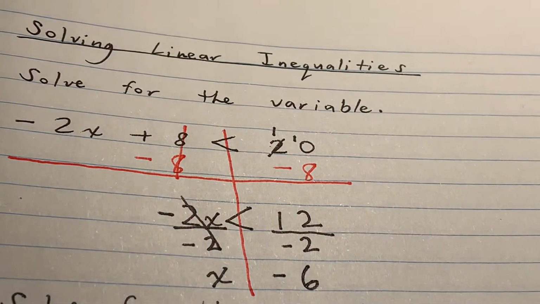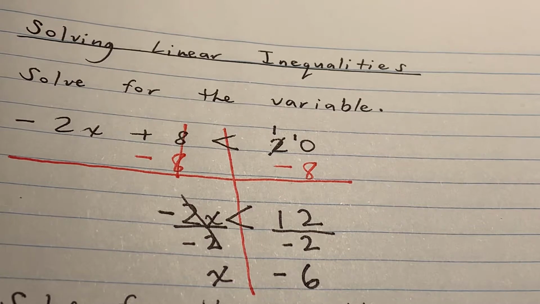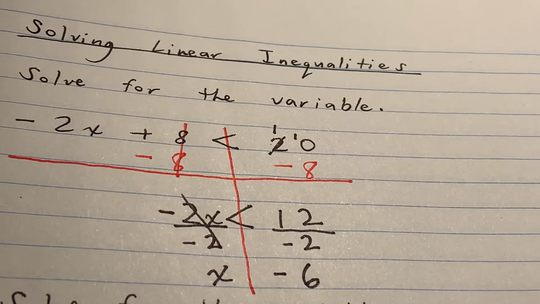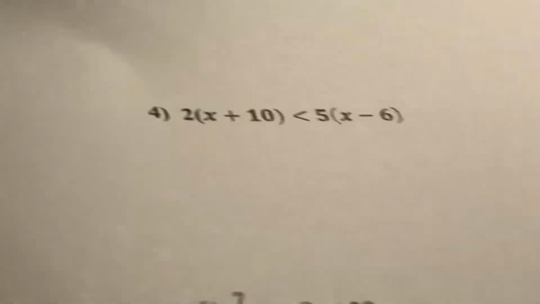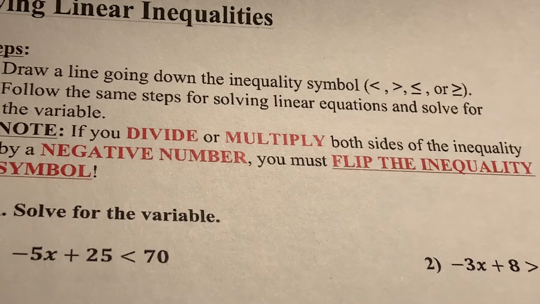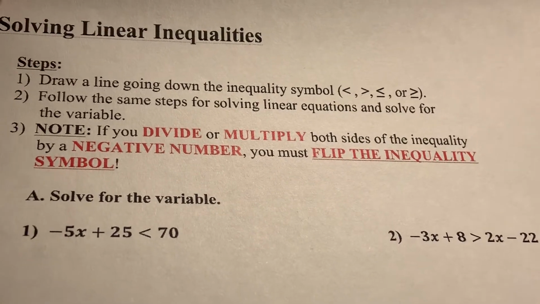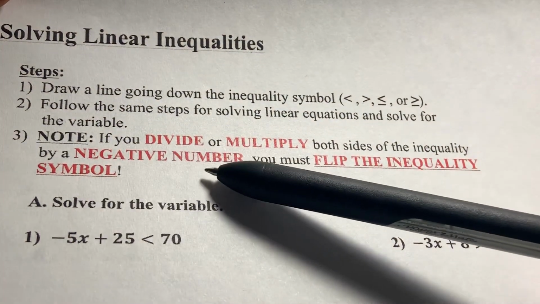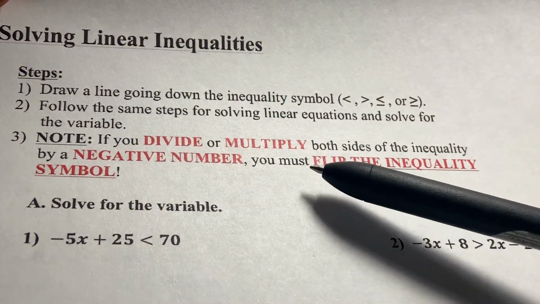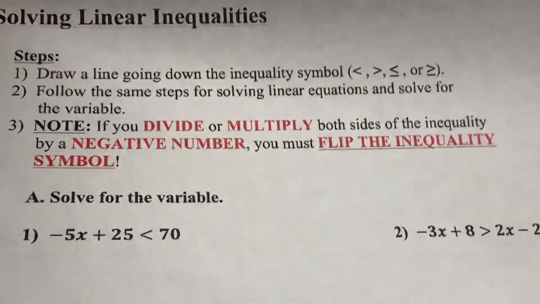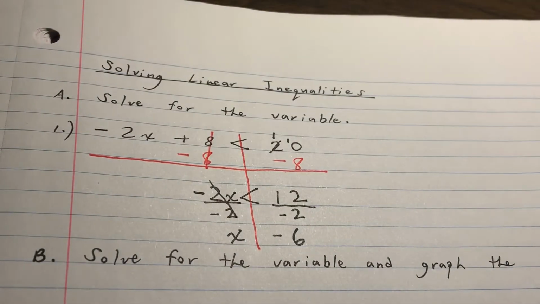Folks, what did we just read a few minutes ago, right? That very important step 3. Let me remind you, let's bring it back. Step 3 said that if you divide or multiply both sides of the inequality by a negative number, you must what? Flip the inequality symbol. So ladies and gentlemen, let's look at that problem.